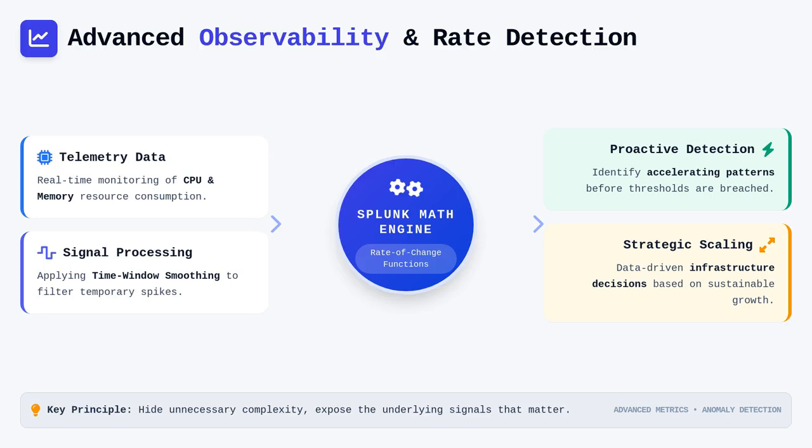When you combine these rate-based functions with time window smoothing, you create a robust mechanism for distinguishing between temporary usage spikes and sustainable growth trends. These advanced metrics enable engineers to make data-driven infrastructure scaling decisions. As you refine your charts, remember that the most effective visualizations hide unnecessary complexity while exposing the underlying signals that matter most. Through these transformations, Splunk Observability Cloud provides a sophisticated mathematical engine that operates alongside your telemetry data.